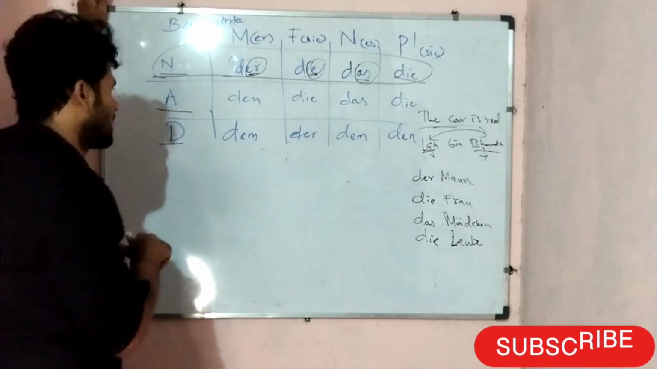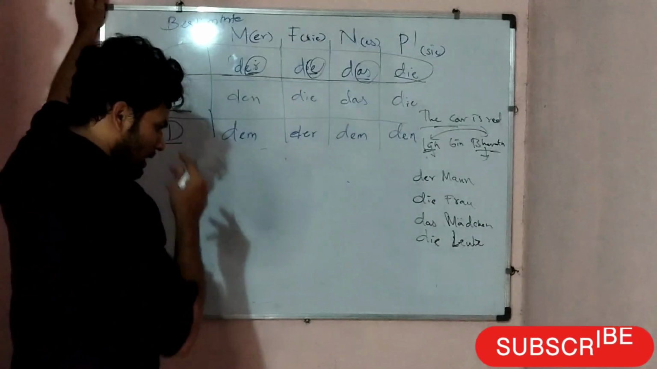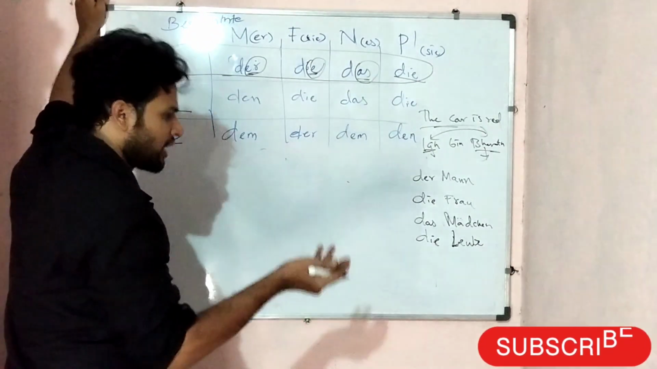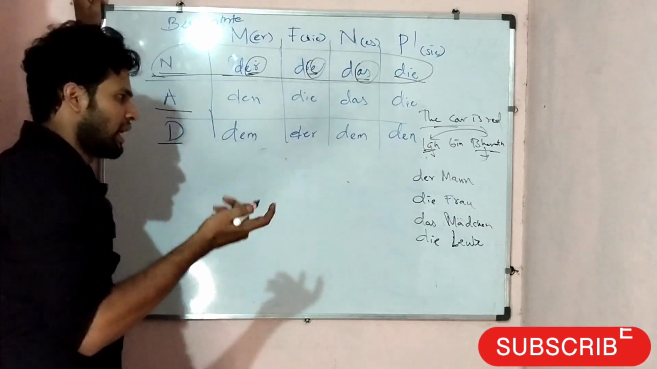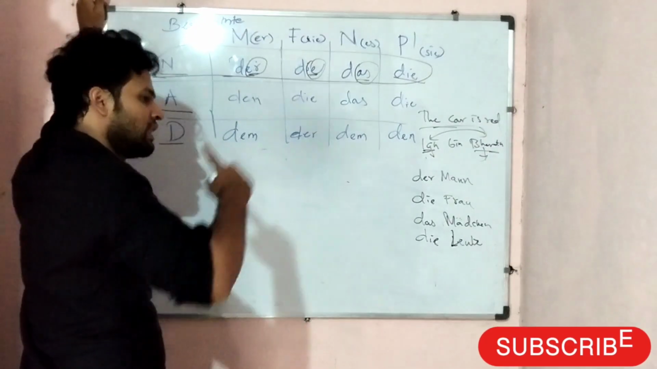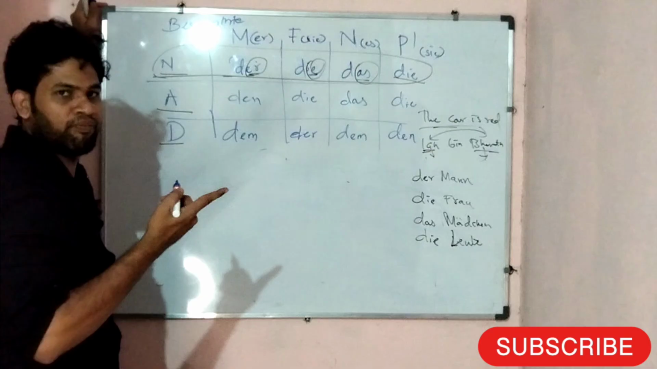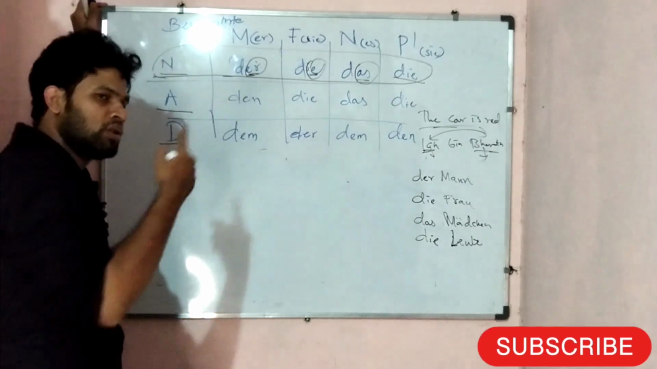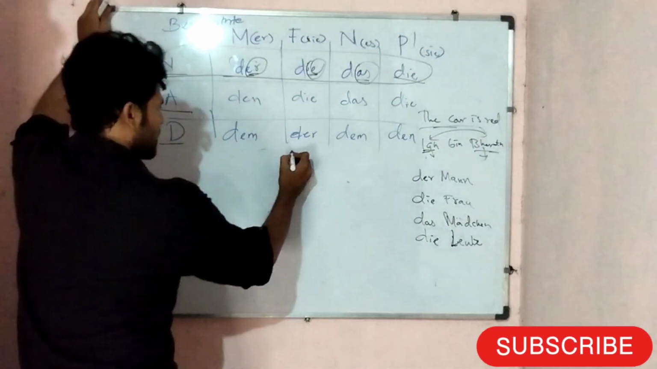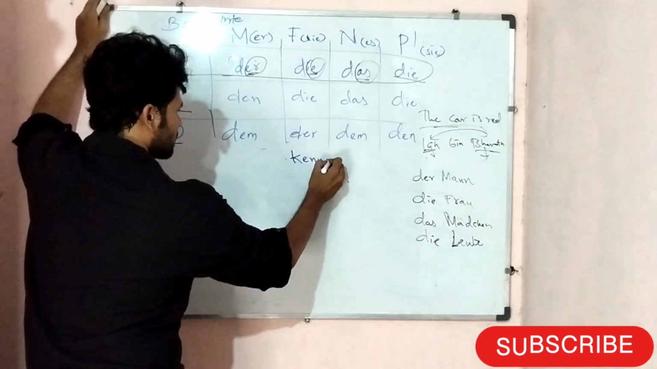The subject should be different. For example, I know the man. Here I is different. The man whom I know is a different person. We are not the same. I know the man, someone. So what is to know? Kennen.